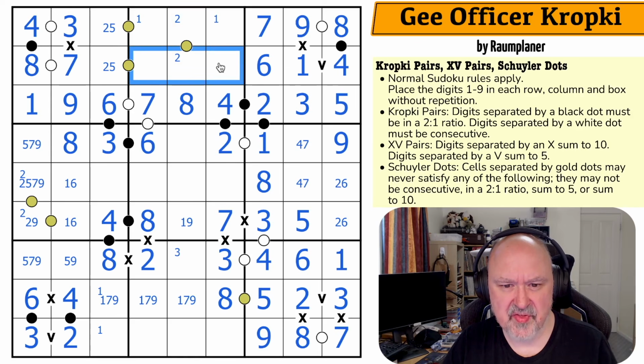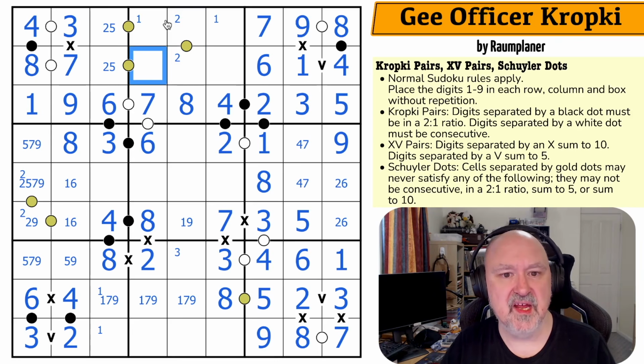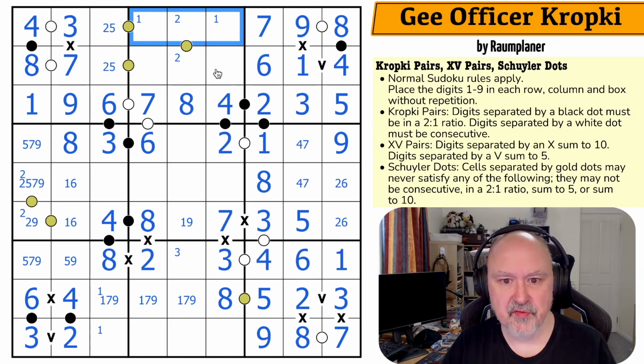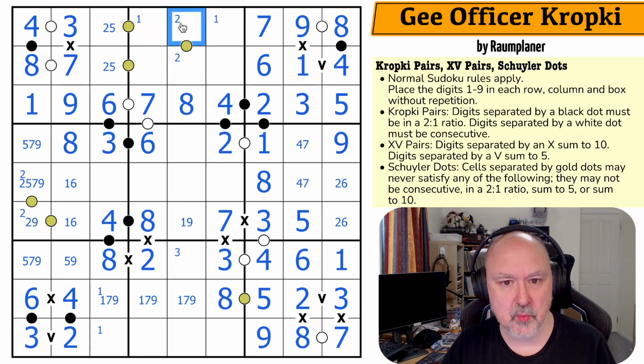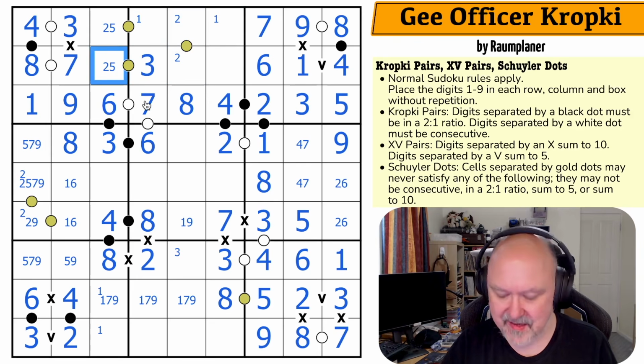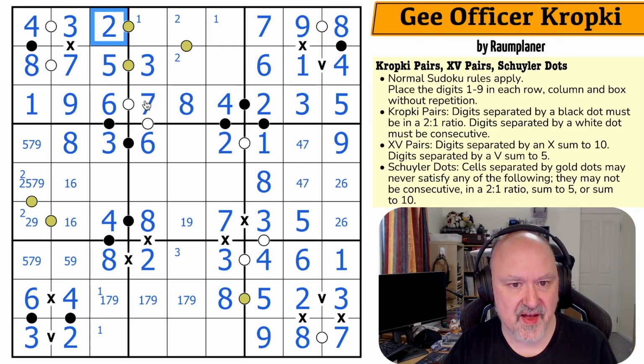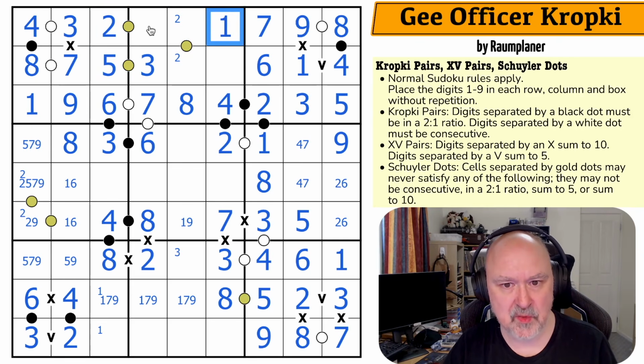3 is in one of these. But if that was a 3, that would be a 2 and it doesn't work. So 3 has to be right here. 3 can't be in any of those. 3 can't be there. And if that was a 3, that would have to be the 2 and that doesn't work because these would be consecutive. So that's the 3, meaning that can't be the 2. That's the 5, that's the 2. Now this can't be the 1 because they'd be consecutive. That's the 1.